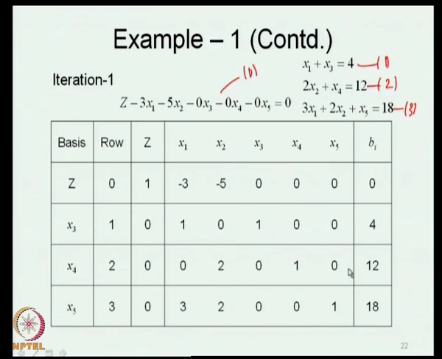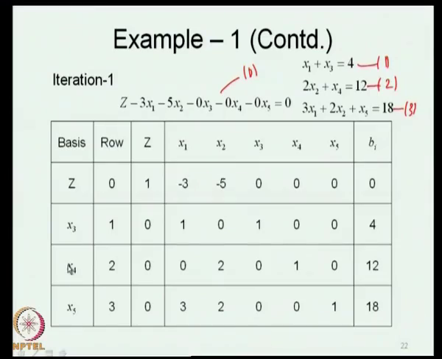Then you create another column which consists of the right hand side bi, that is for each of the rows what are the right hand side values. So, you had the row 0, the bi is 0, you just fill the right hand side values. For row 1 you had 4, for row 2 you have 12, row 3 you have 18. So, the bi corresponds to the right hand side values. So, this is how you formulate the first tableau of the simplex method.